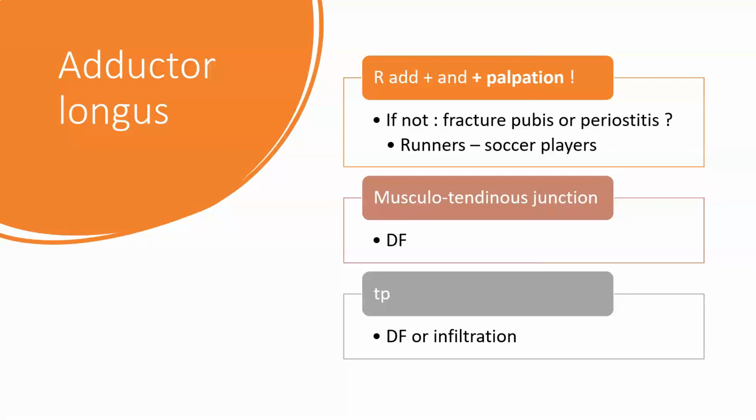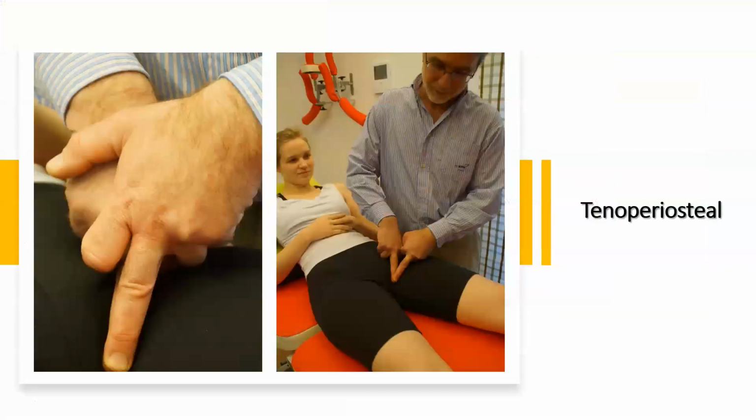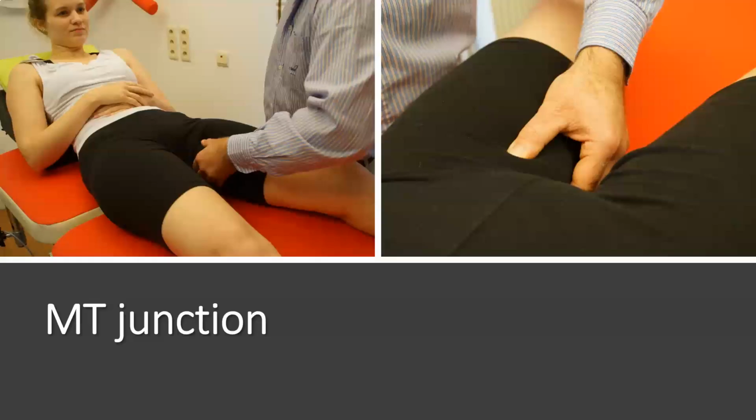The lesion at the musculotendinous junction reacts very good on friction massage. The tenoperiosteal localization, also friction massage is indicated, but in acute cases we can also start with infiltration. And of course the palpation of the tenoperiosteal site is totally different than the one at the musculotendinous junction. Again, I refer to the films on the practical execution of all techniques, where I show you in detail how you can palpate those structures.